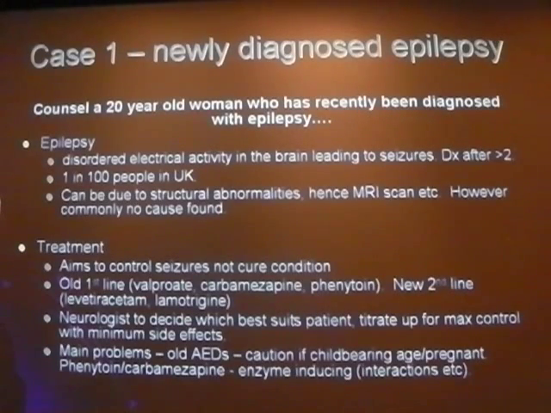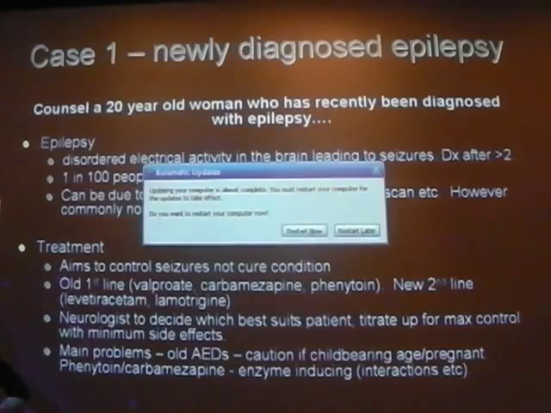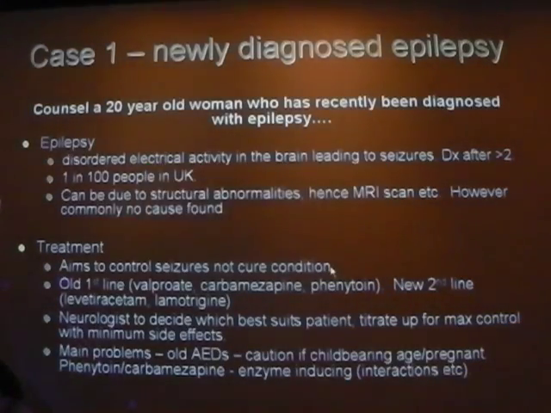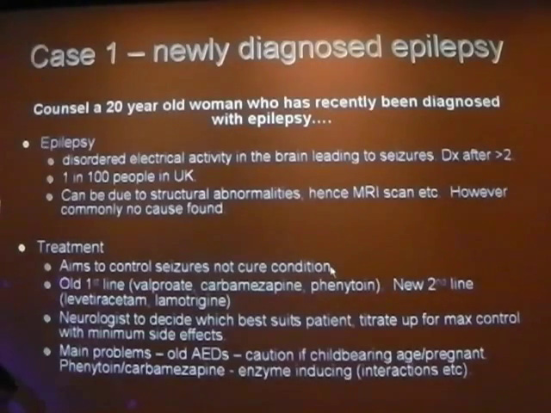So epilepsy, for example, is disordered electrical activity in the brain leading to seizures. You can diagnose it after 2 seizures, and then that bit is done. Reassure the patient by saying how common it is, 1 in 100 people, so even though it will impact their life in a big way, a lot of people have it. Then put their mind at rest a little about the causes: it can be due to structural abnormalities, which is why we do investigations like MRI, but commonly no cause is found, which is what epilepsy is in this case.